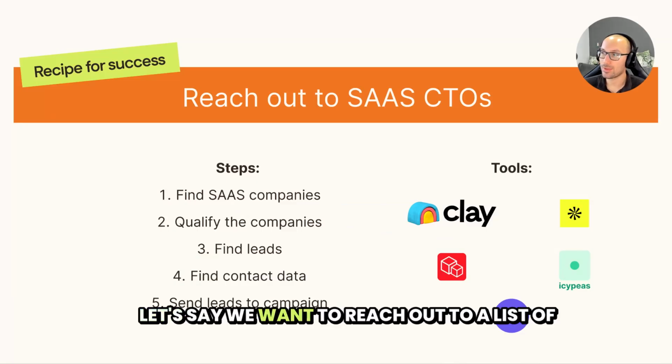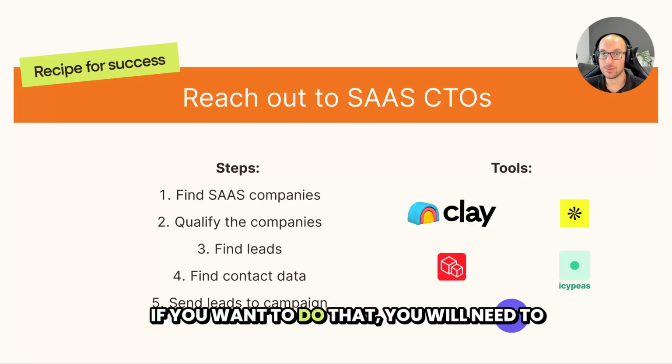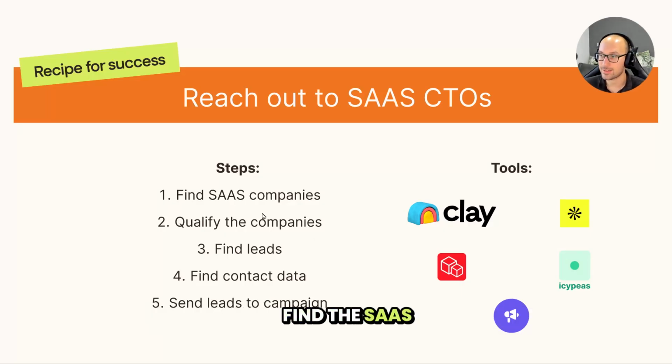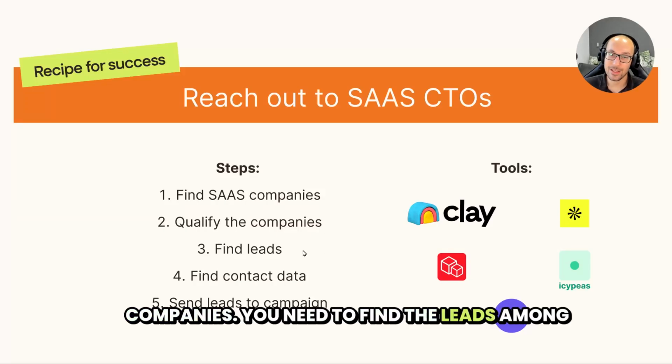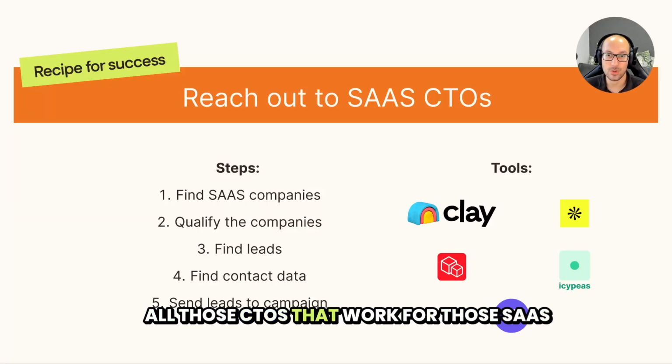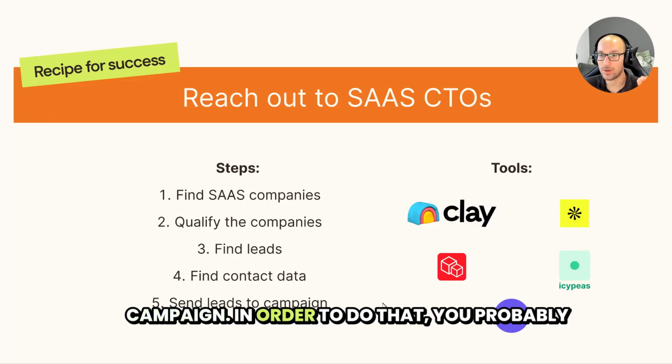So let's say we want to reach out to a list of SaaS CTOs. Okay. If you want to do that, you will need to find the SaaS companies. You need to qualify the companies. You need to find the leads among all those CTOs that work for those SaaS companies. You want to find the contact data, and you want to send those leads toward a campaign.